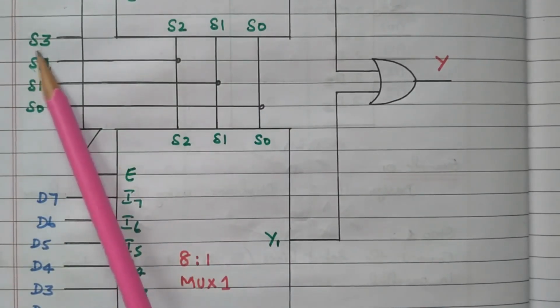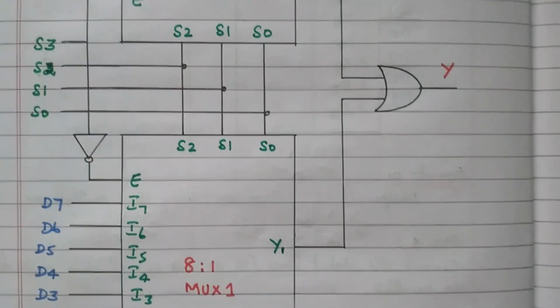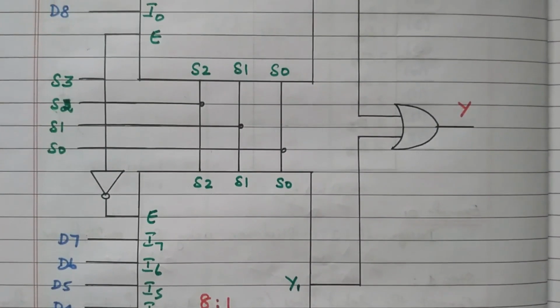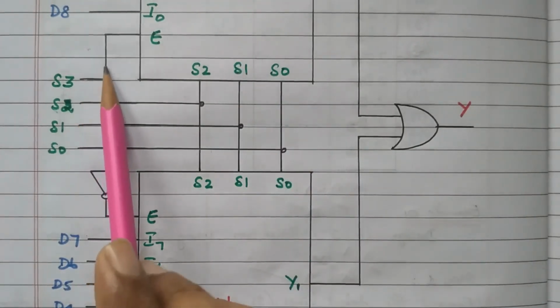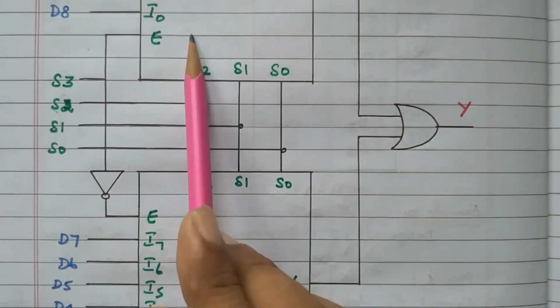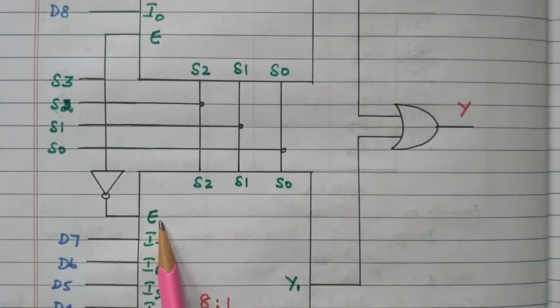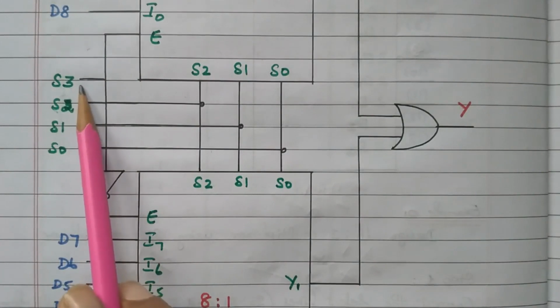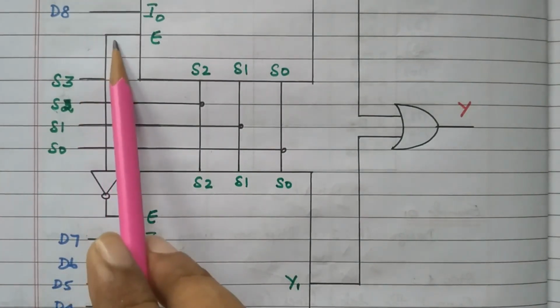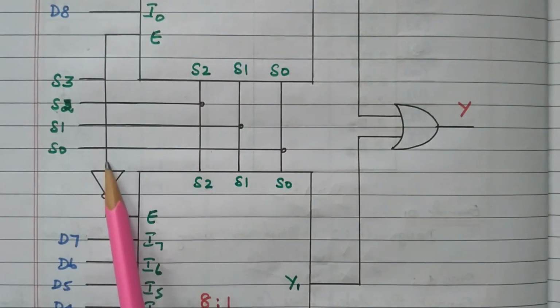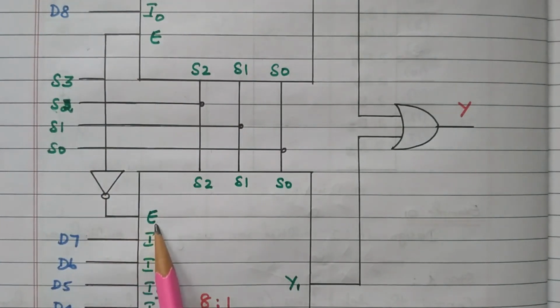Now we'll see about the fourth one, the MSB of the selection line, S3. We already discussed that this S3 is used to select mux 1 and mux 2, right. S3 is connected directly to the enable of the second mux, and it is connected through one NOT gate to the enable of the first mux, right.